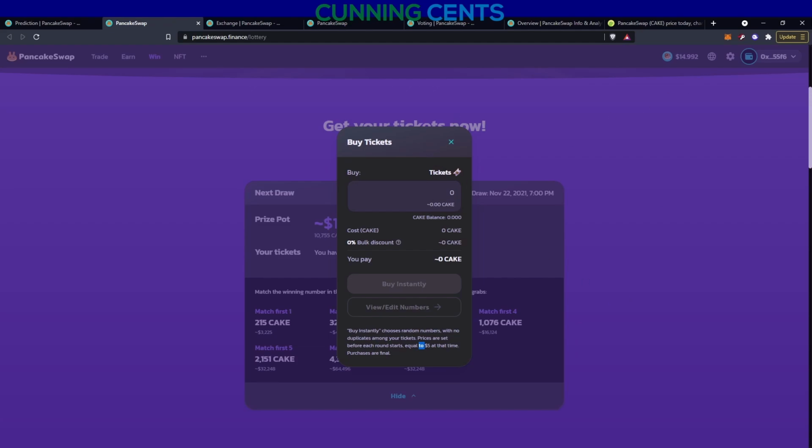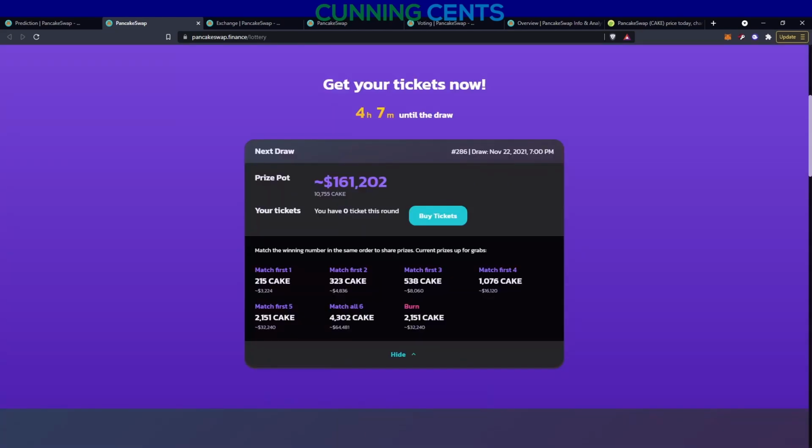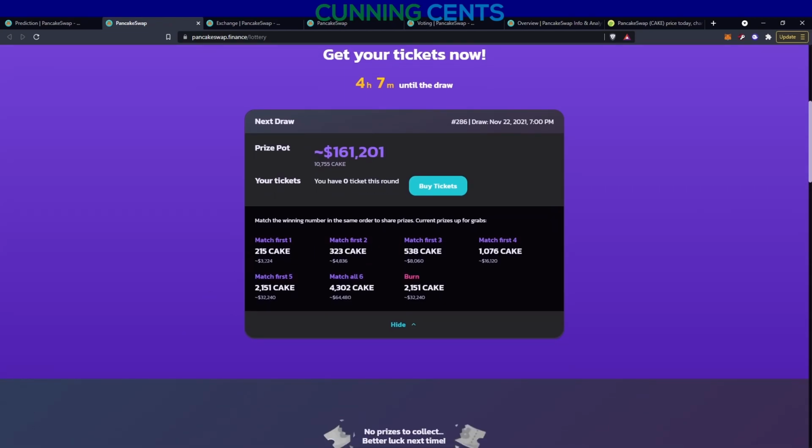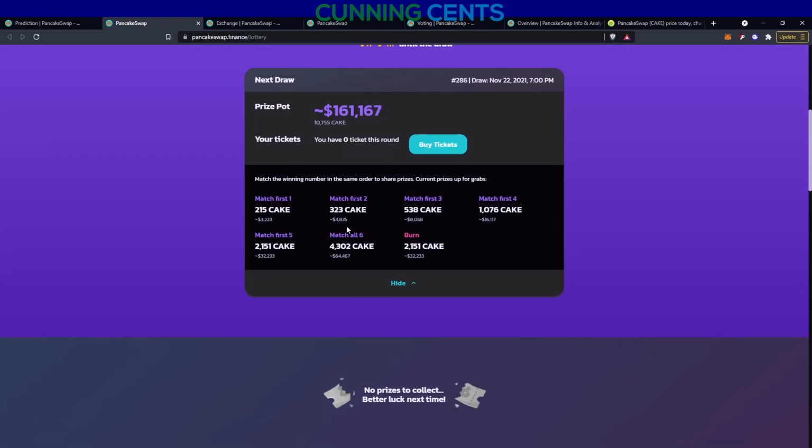But if the price of Cake goes up $10 between now and 7 p.m., it doesn't matter. It's still only one ticket. You purchase a ticket. It's just like the lottery. If you've ever played Powerball, you get 6 numbers. Match 1, you get 215 Cake, but it's split between everybody. Match 2, 323. Match all 6, you get 4,302 Cake, which sounds pretty great for $5. And it burns a portion. It'll show you the breakdown, and if somebody doesn't win, it rolls over to the next one.